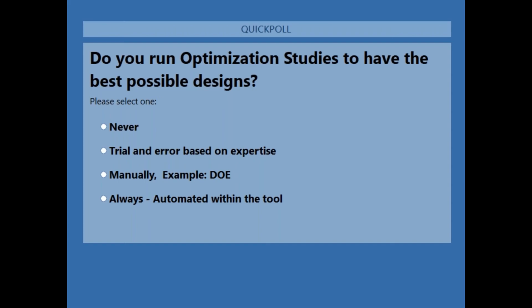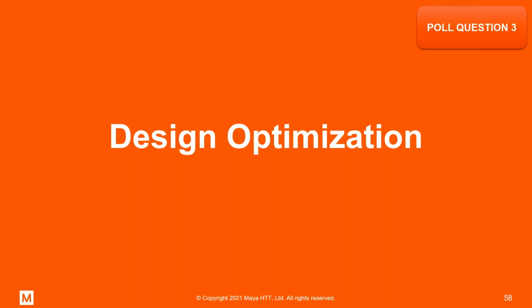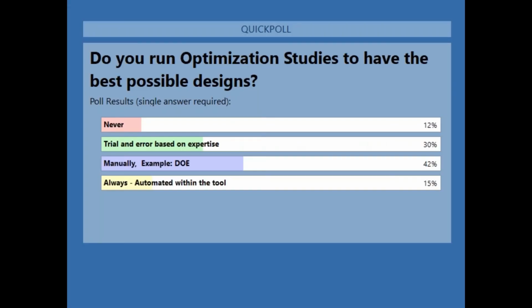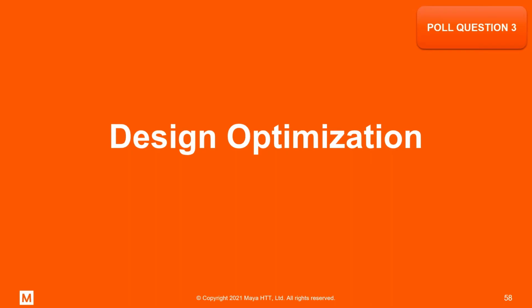Okay, I think that's probably long enough. I'm going to close the poll, and then if we share the results, you can see it seems like a lot of people manually do some sort of optimization or design of experiments to do what-if studies, and that's good to see. And the lowest number is never. So again, great to see that people are doing some sort of optimization study. Okay, Mario, back to you. All right, thank you, Richard.